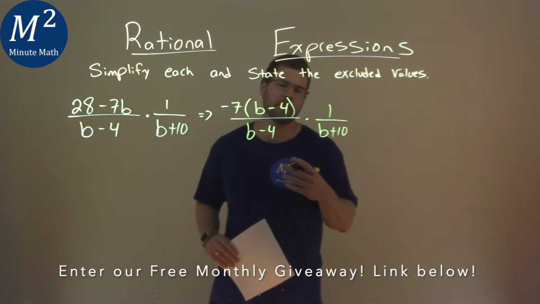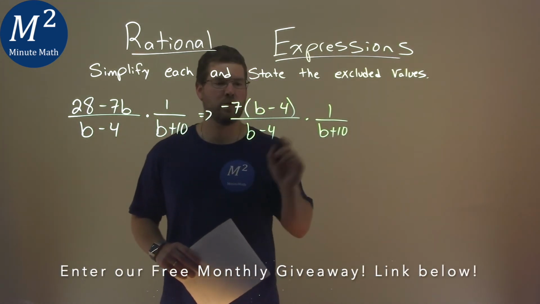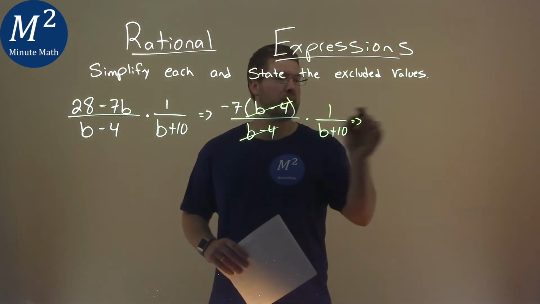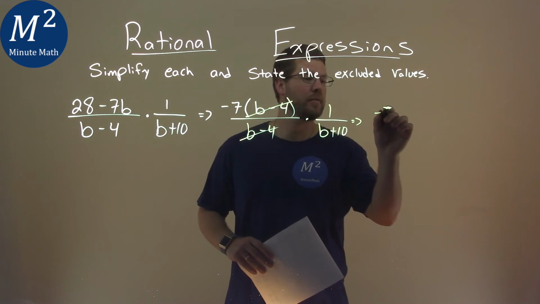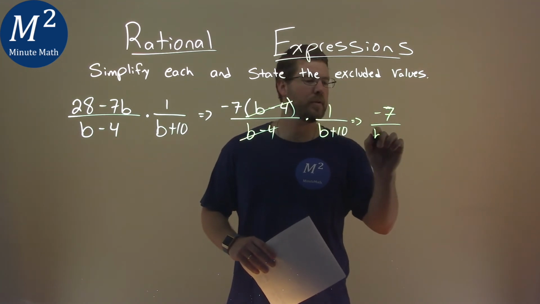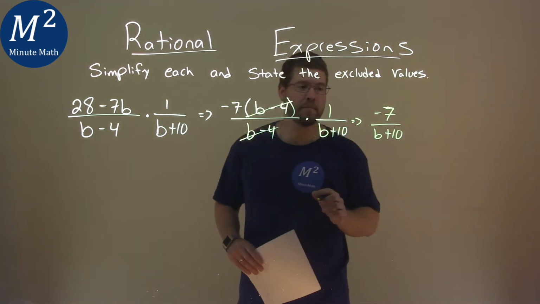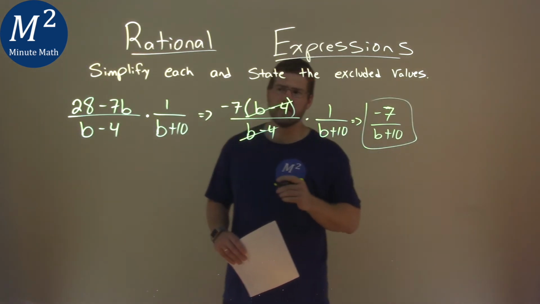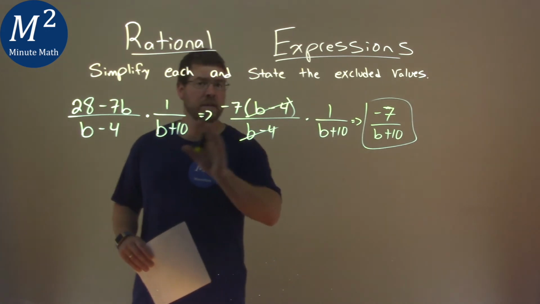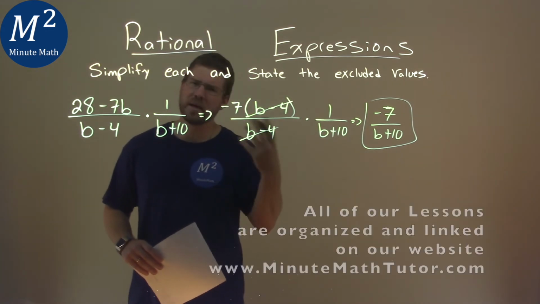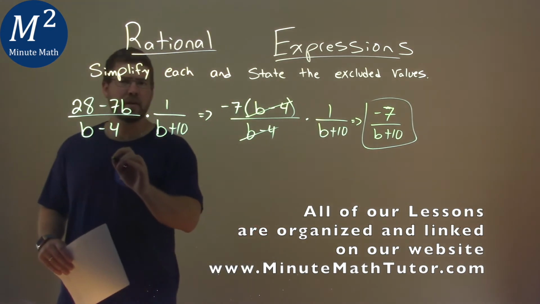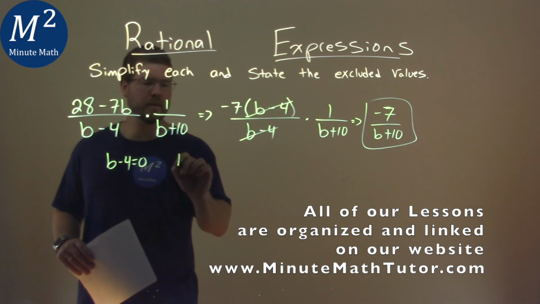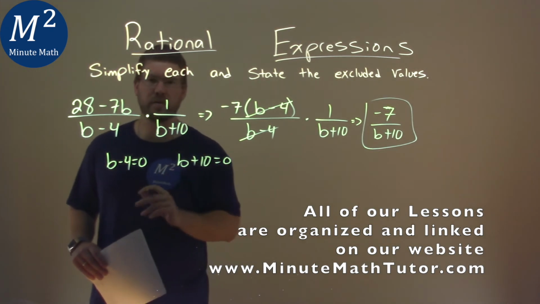And what that did for us is I see a b minus 4 here, cross them out. They cancel each other. So we're left with a negative 7 in the numerator, and a b plus 10 in the denominator. And that's actually our expression simplified. But we need to find the excluded values, and that is when our denominator is equal to 0, because we can't divide by 0. So let's go set our denominators equal to 0. b minus 4 equals 0, and b plus 10 equals 0.